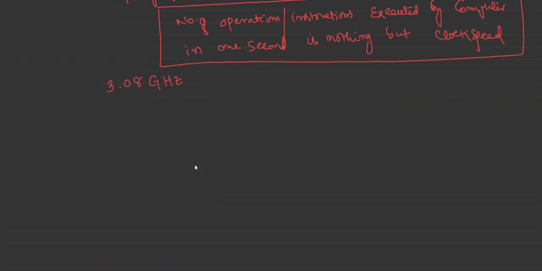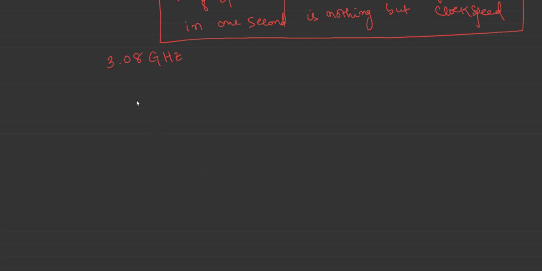3.08 gigahertz is the clock speed of my computer, which means 3.08 giga, giga means 10 power 9, hertz means per second. So 3.08 into 10 power 9 instructions per second are executed by my laptop. 3.08 into 10 power 9 means, can I say 308 into 10 power 7?